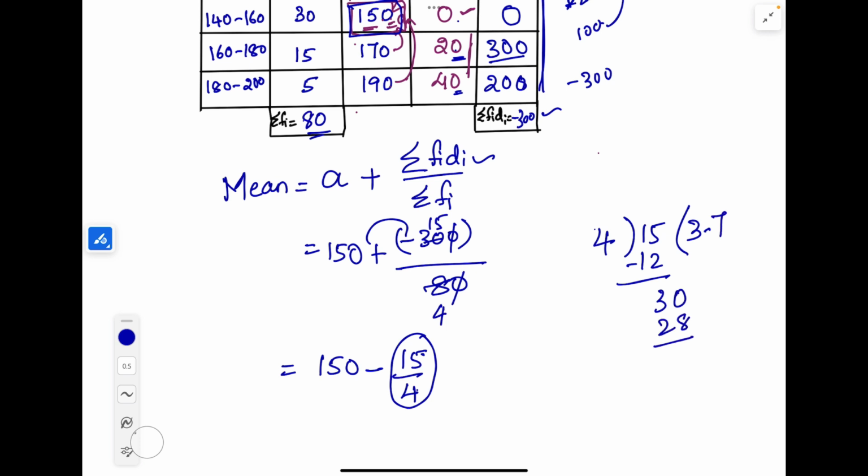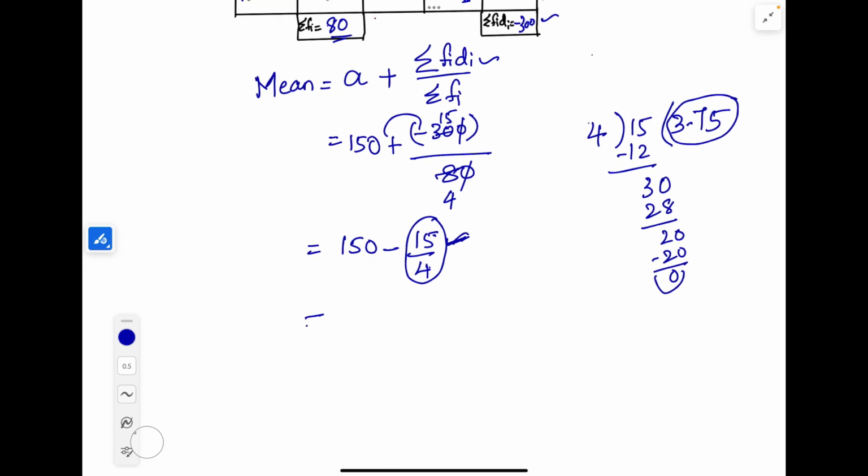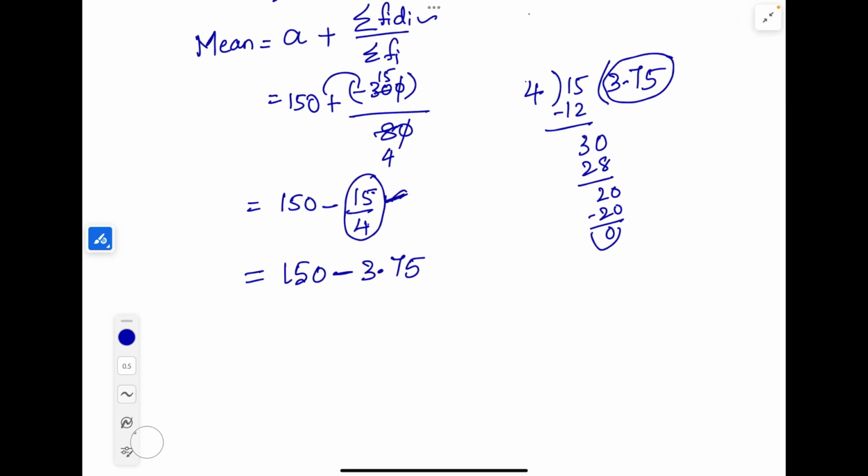4 7s are 28. Okay, so we will be getting 2. You can put one more 0. 4 5s are 20, right? So we are getting 3.75. This value is 3.75. So mean will be 150 minus 3.75.